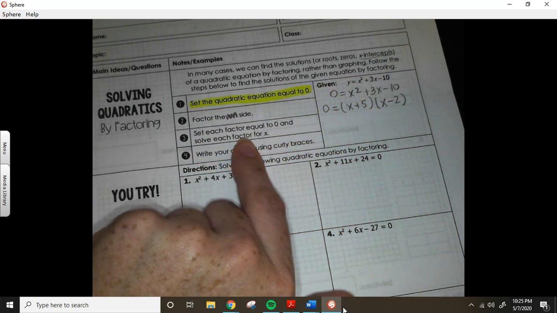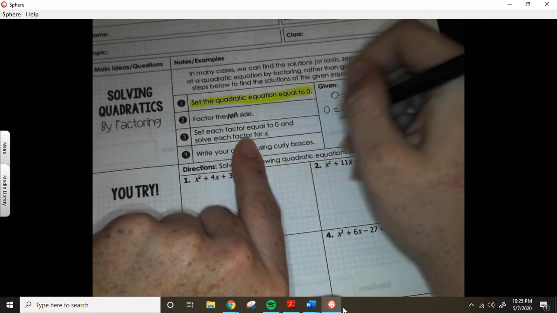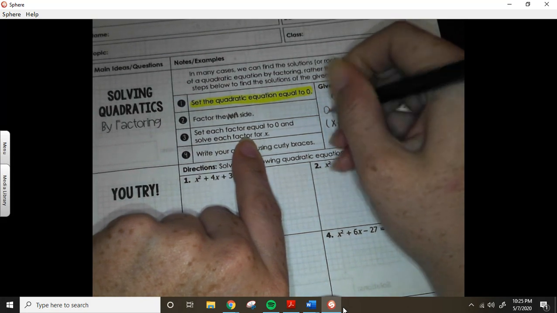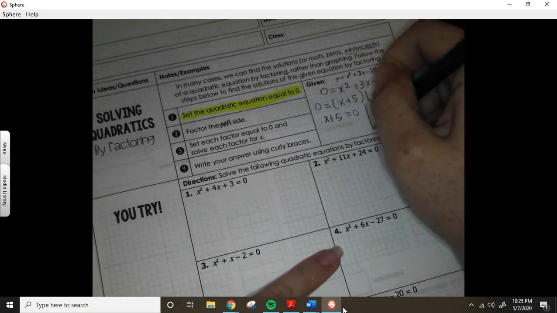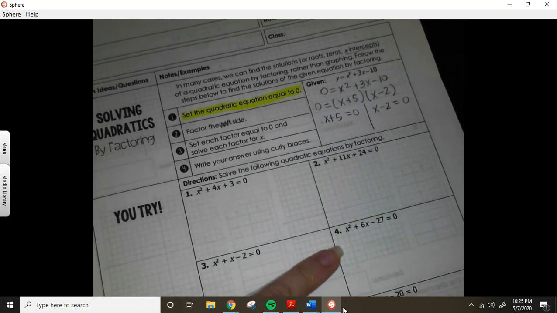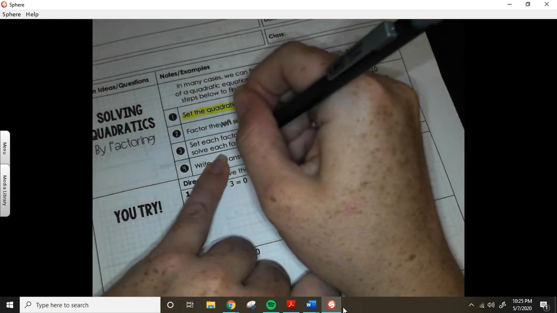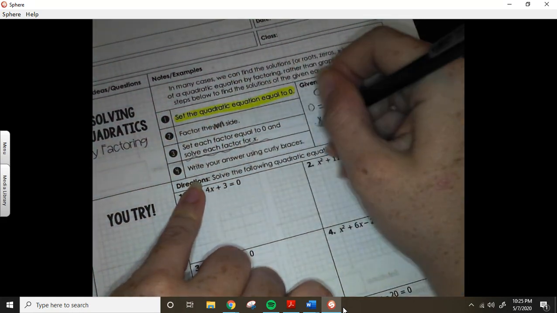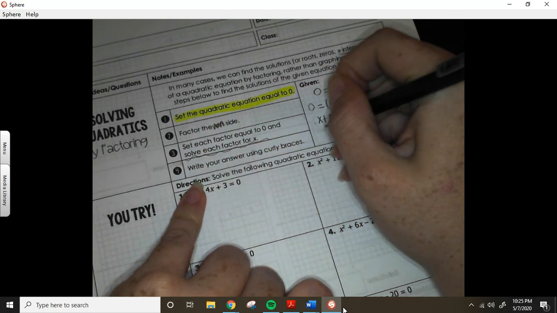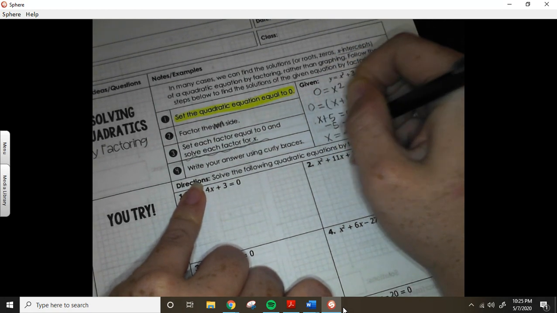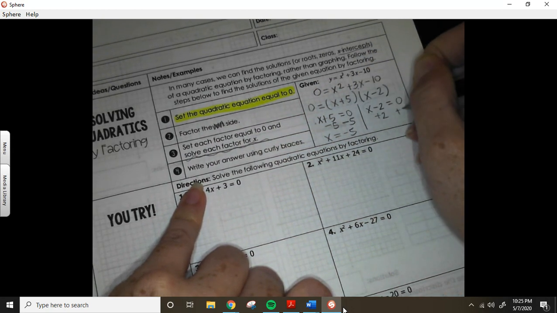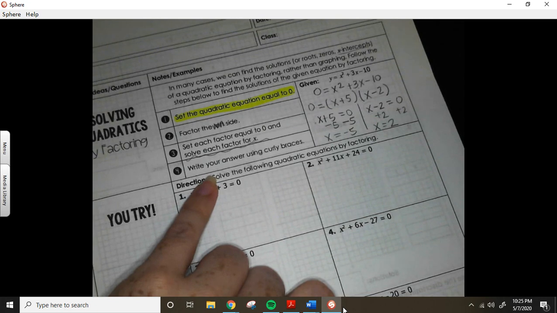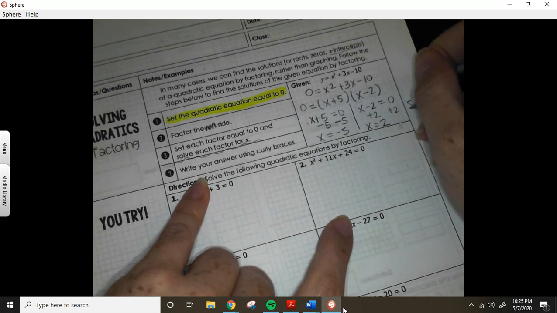And then we're going to set each factor equal to 0 and solve. So what does that look like? x plus 5, and I'm going to take away the parentheses, x plus 5 equals 0, and x minus 2 equals 0. So we're going to solve each factor for x. This is a factor and this is a factor. In this case, I'm going to subtract 5. We get x equals negative 5. In this case, I'm going to add 2, so that means x equals 2. In our answer, we know that our solutions are negative 5 and 2.